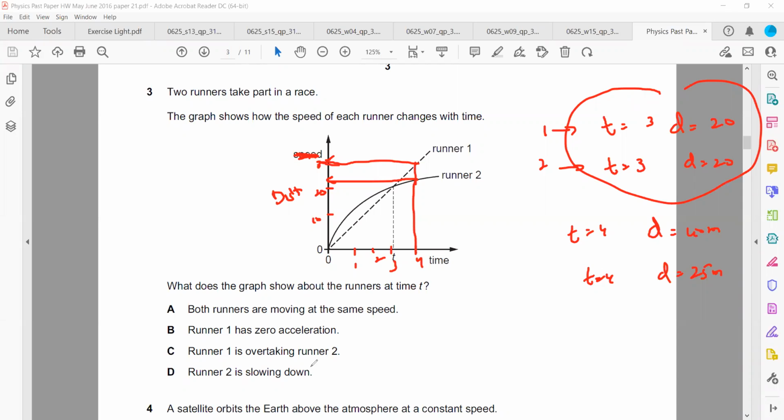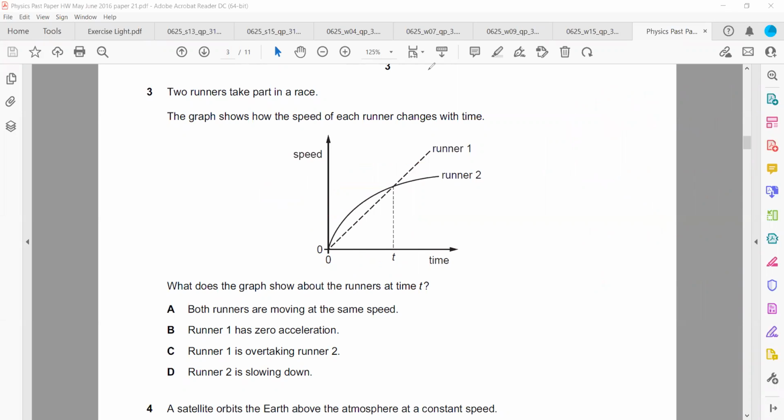So why is C not correct? Runner 1 overtakes runner 2 only in a distance time graph, but this is not a distance time graph. With a distance time graph, we can identify the distance traveled by these two. But because it's a speed time graph, we have to use the area under the graph to calculate the distance traveled. And when you see the distance traveled, for runner 2 the distance traveled is more because that is the area of runner 2. And when we check for runner 1, this is the distance traveled by runner 1. So runner 1 covered less distance than runner 2. That's why he cannot overtake.